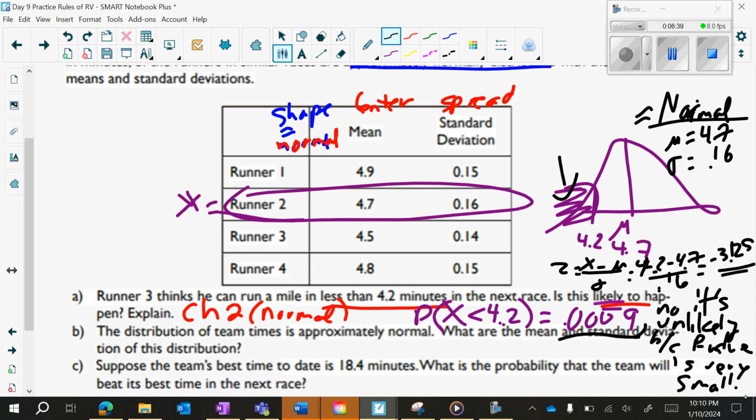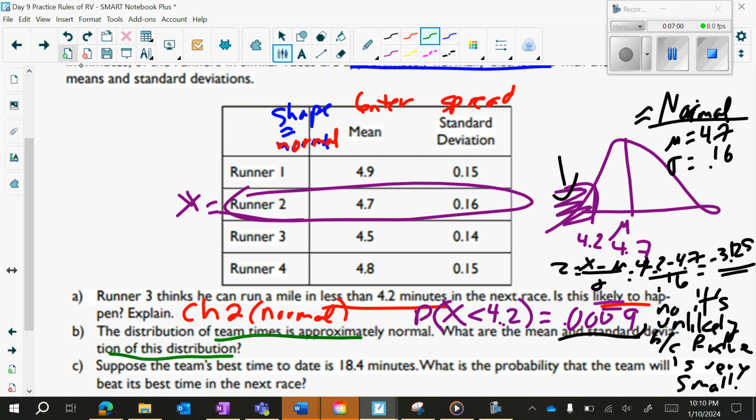I should just do a separate page for this answer. Part B, the distribution of the team times. Okay, so this is where we get into the combining. Team times, underline. What are the mean and the standard deviation of the team times? All right, so remember the team means the total. Total means adding the times up of all 4 runners.